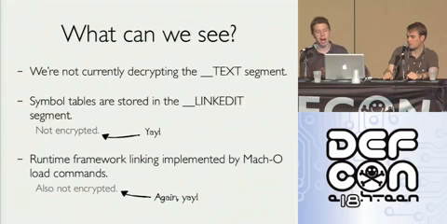What can we see? The great thing is we get symbol tables, and almost every binary I've ever seen has very gratuitous symbols in it. So these are all in the link edit table. They're all plain text. And the other thing we can also see is frameworks. So these are effectively the dynamic libraries. And we can actually see those because those are implemented as Mach-O load commands, so we can see that all in plain text too, which is really nice.